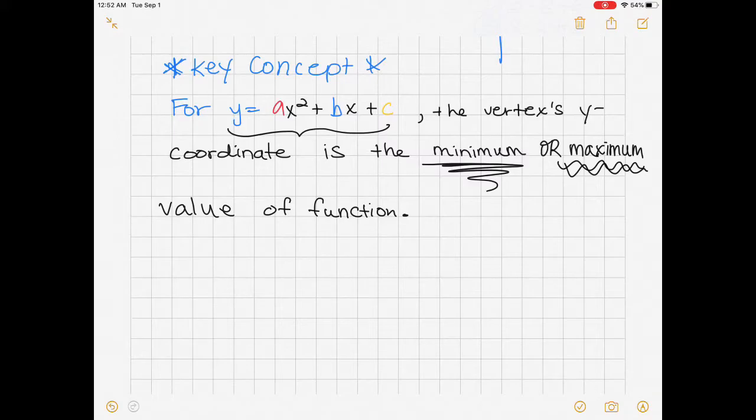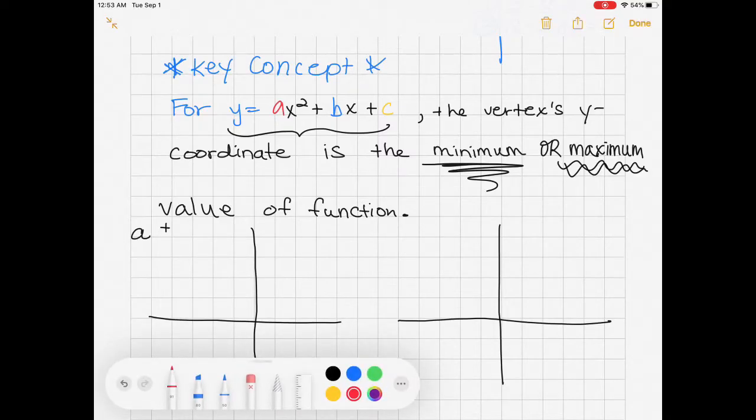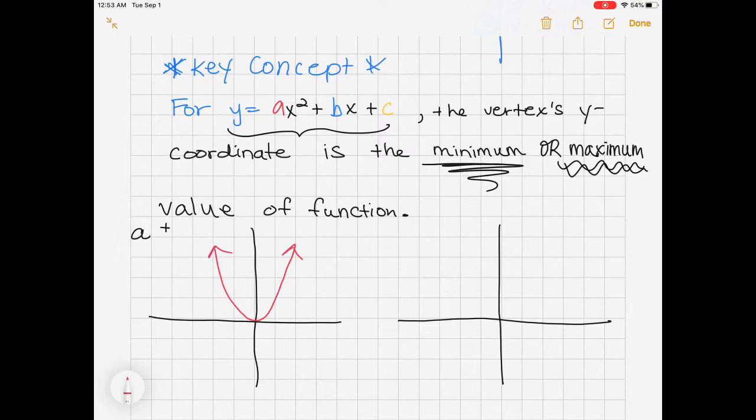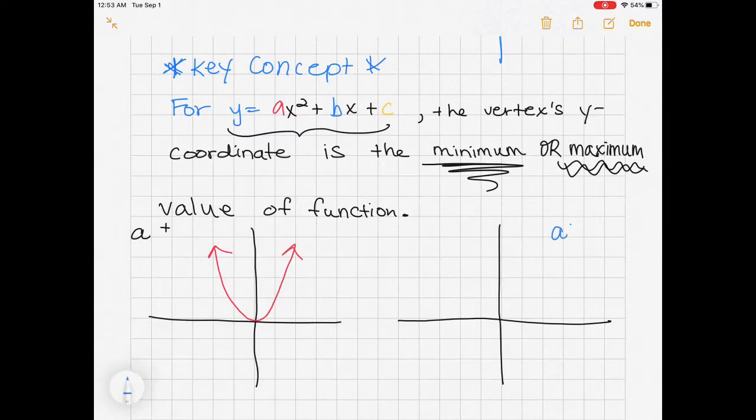Let's do a little graph first, okay? Now we talked about those little pieces A, B, and C. We know if A is positive, or we could say A is greater than 0, the graph will be happy, right? Because it's positive, so it's going upwards. We also know that if the A value is negative or less than 0, it's going to go upside down. It's going to be unhappy, right?